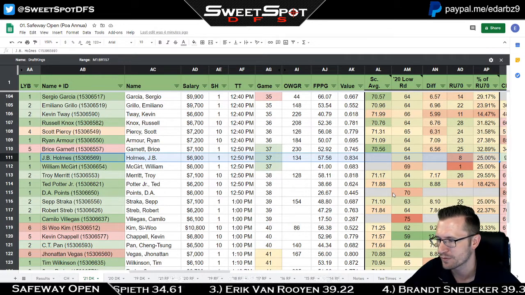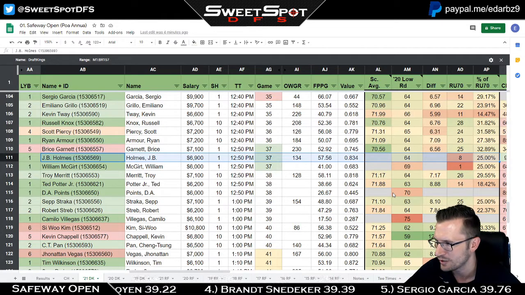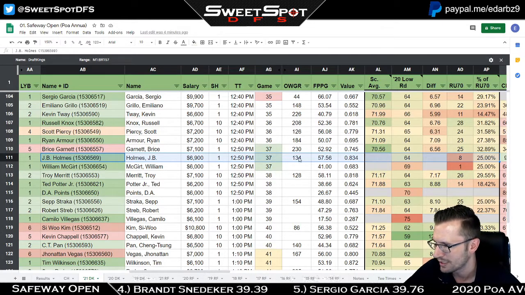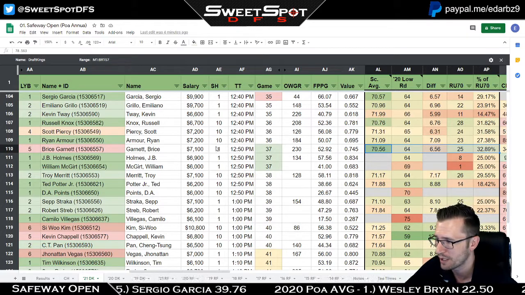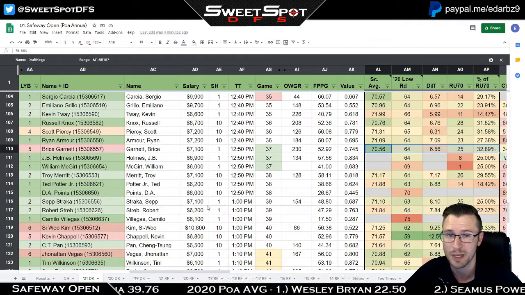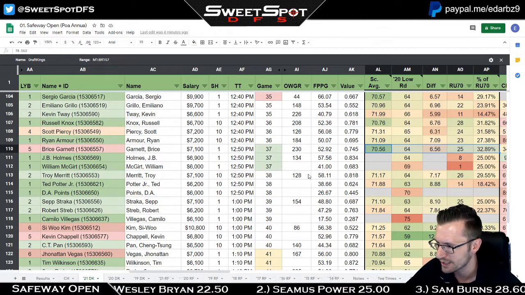So I don't suspect a lot of people playing JB Holmes, but I do like JB Holmes this week. And the rest of Bryce Garnett has fairly decent numbers when it comes to who he is, basically, and his price tag. I think that group could do decent things.